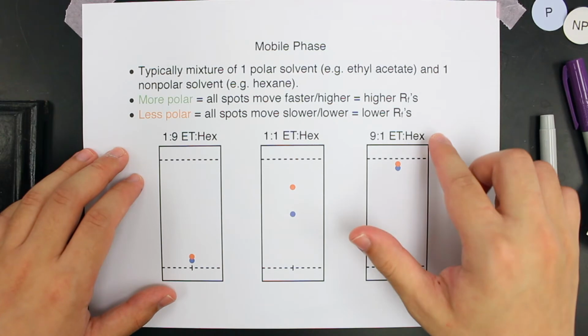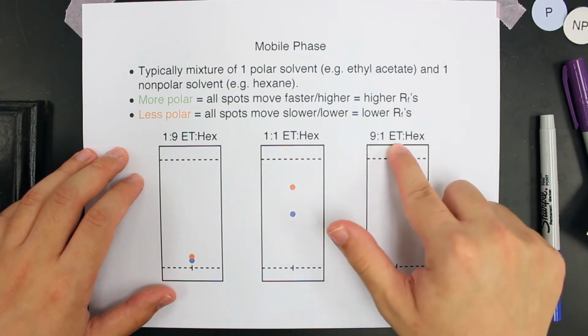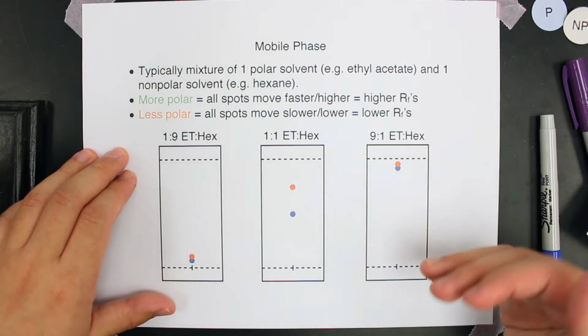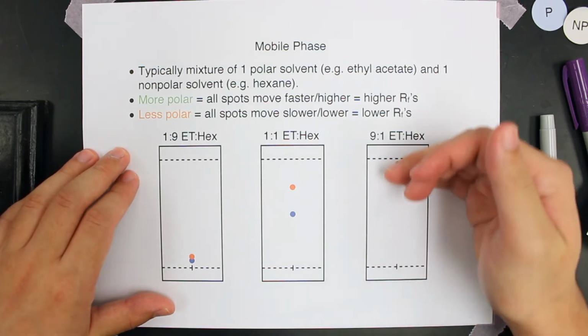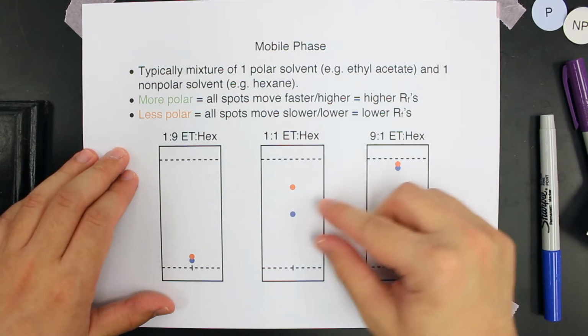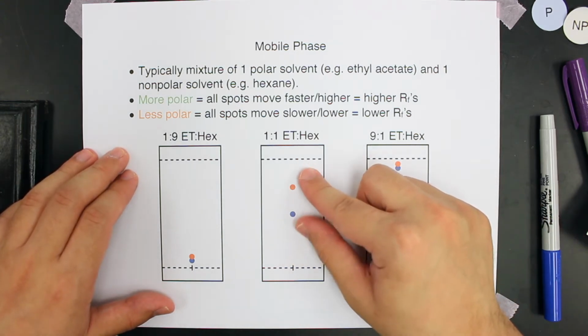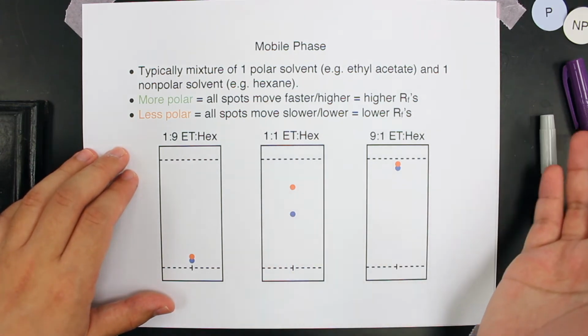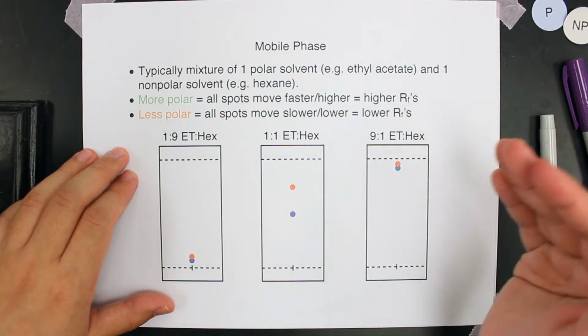Now, if you have the opposite, in which case you have 9 parts ethyl acetate and 1 part hexane, which is a very polar mobile phase, the spots will be pushed very quickly up the plate, and once again you have less separation. Now, you really want the greatest separation between the spots, and that's achieved by having some mobile phase that is not too polar but not too non-polar, so somewhere in between.